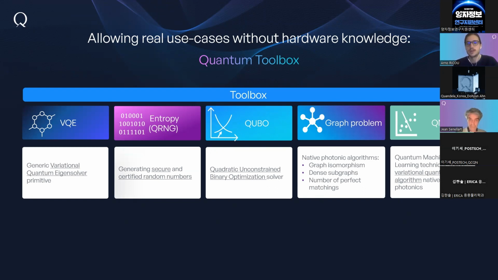Don't worry, I will remind what a dense subgraph is and what perfect matchings are later in the presentation. And then there's a bunch of quantum machine learning algorithms. You can see quantum machine learning like a synonym of a variational algorithm. And in this one, we are using native photonics algorithms.